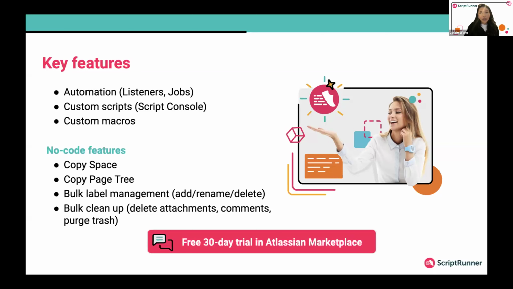We also have another feature called the script console. That's where you can write your custom scripts using Groovy, which is the scripting language used in ScriptRunner, and that allows you to interact with the Confluence REST APIs. You can script whatever you want and put it in there. And of course, we have our custom macros, which we're going to go through today.